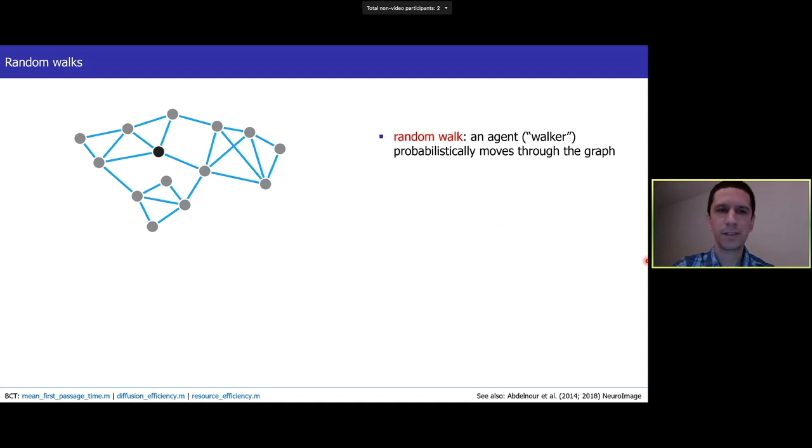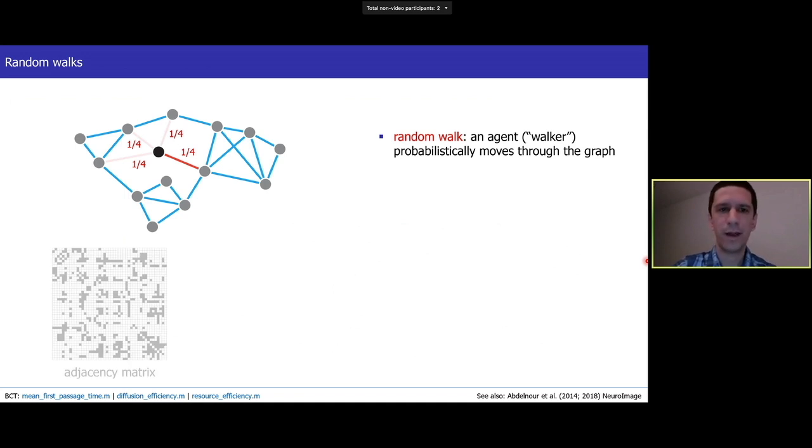So the agent, for instance, here is in the black node, and the agent at any given time, at any given step, looks at the neighboring nodes. So for instance, the agent here has 4 neighbors and chooses randomly where to hop next. So for instance, in the case of a binary network here, the probability of moving to any one of these nodes is 1/4. So the agent, for instance, will randomly choose to move to the neighbor on the right.